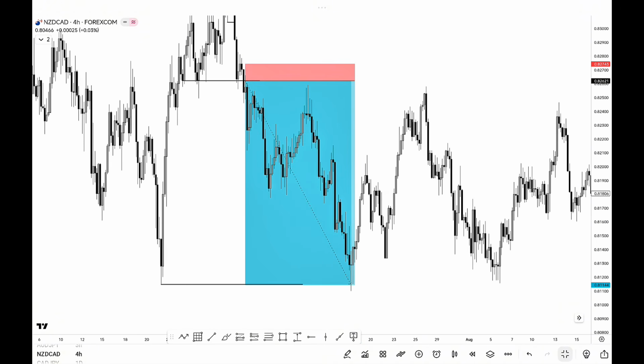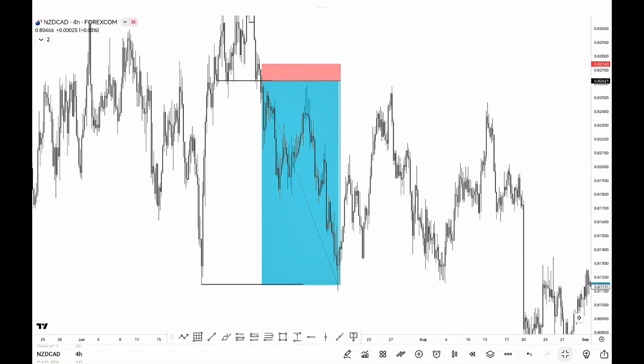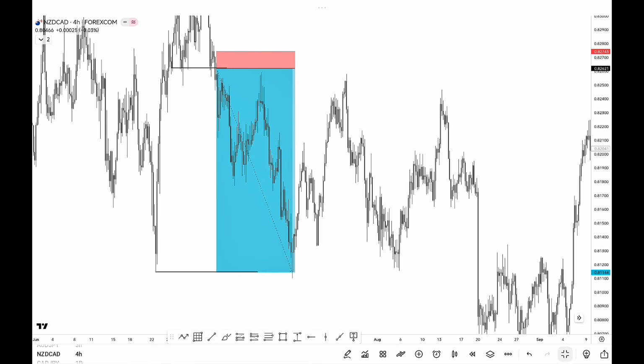So here, see what we did again. After that, what can you see here? We have a series of movements to the upside again. So what do we have? We have a strong high. What's a strong high? A strong high is a high that swept the previous high and had a break of structure to the downside.